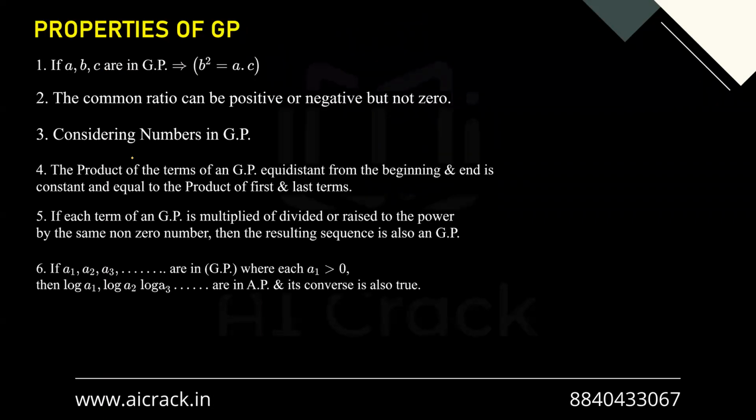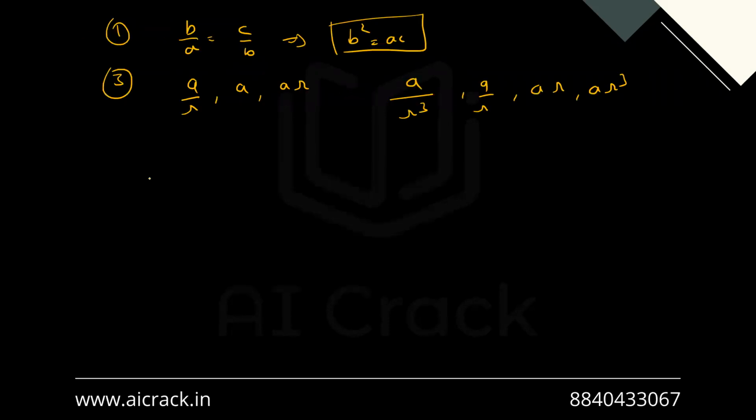Now talking about the fourth property, the product of the terms of a GP equidistant from the beginning and end is constant and is equal to the product of first and last terms. So that is again similar to AP. So let's say we have this GP A, AR, AR square, AR cube, and let's say we have the remaining numbers as AR^(n-3), AR^(n-2), AR^(n-1). This is how the GP is being written.